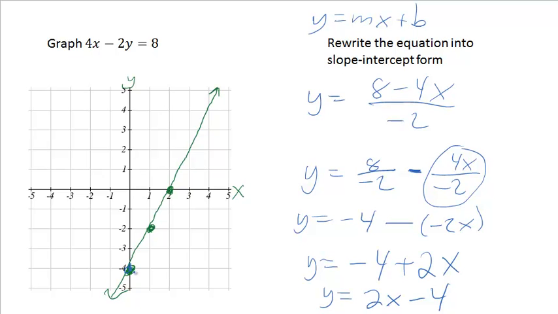And you'll notice that really matches up with what we're seeing here. A y-intercept at negative 4, and a slope of 2, so over 1 up 2, right? And so there we go. There is rewriting this equation into slope-intercept form.